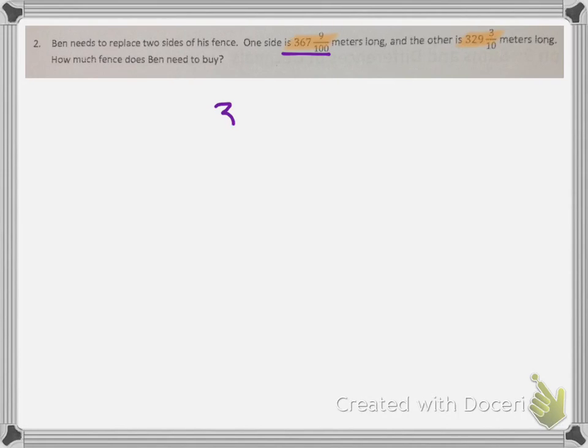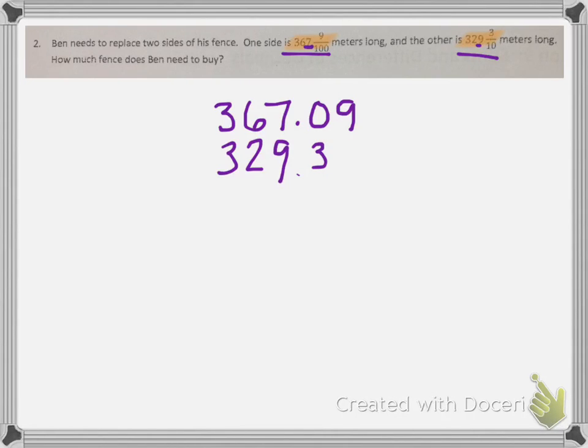So 367 and 9 hundredths. That means the 9 goes in the hundredths place, just like that. And then 329 and 3 tenths. Again, I've got to line up my place values. Since the 9 is in the ones place, so is the 7. They have to be underneath each other. So this is a 9, and the decimal goes there, and this is a 2, and that's a 3. And then 3 tenths, that's a 3 in the tenths place.